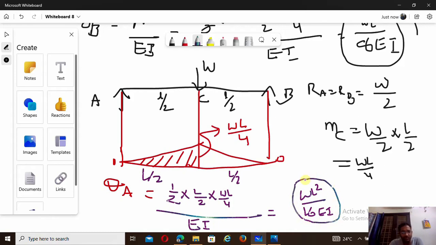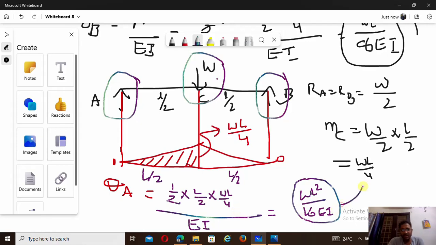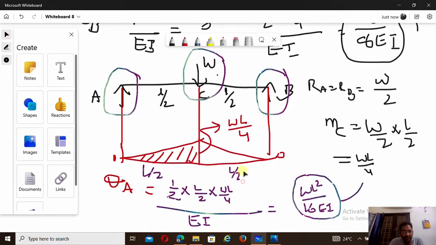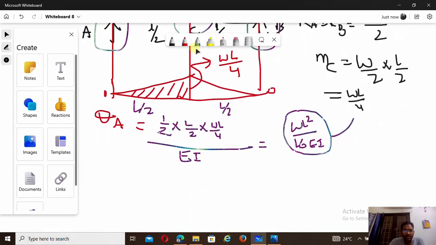Sorry, I didn't mention one thing. For a simply supported beam, maximum slope occurs at the supports only, and maximum deflection occurs where the load is acting. But for this case, it is at the center. Maximum deflection occurs at the center. So what is the value of slope? WL square by 16 EI, and it is the same for theta B also. Okay, so now, what is the deflection?